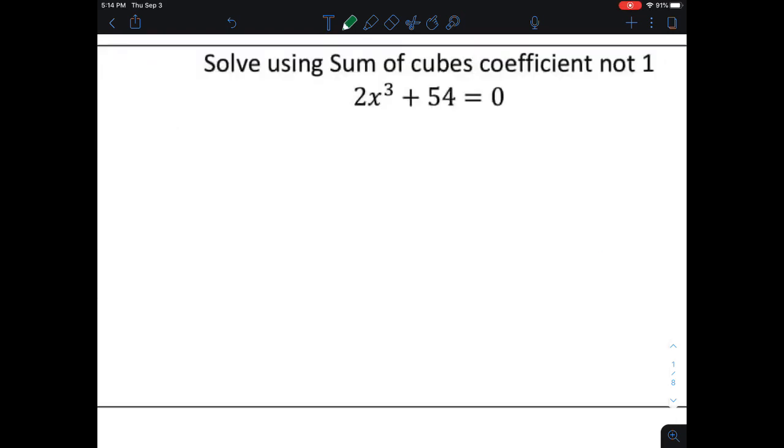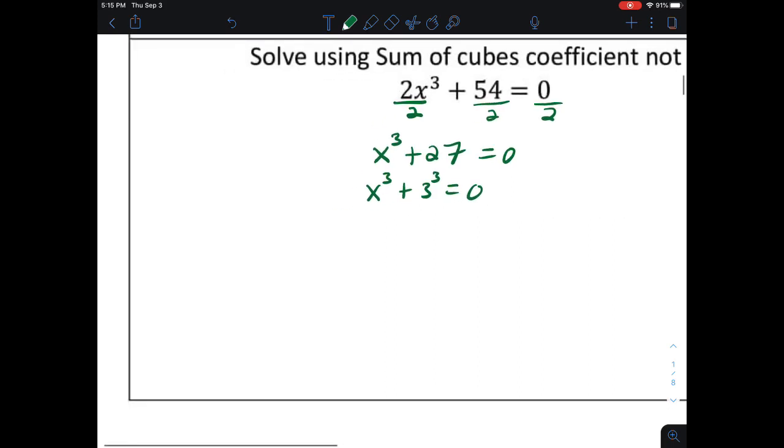All right, solving sum of cubes where the coefficient is not 1. So first problem here, you try to apply the sum and difference of cubes formula, and it doesn't necessarily work out because I don't have two perfect cubes. However, in this problem, I could just divide everything by 2 and rewrite. I have x to the third power plus 27 is equal to 0. And then that's a sum of cubes, x to the third plus 3 to the third. And now I factor it and then work my way to solve.